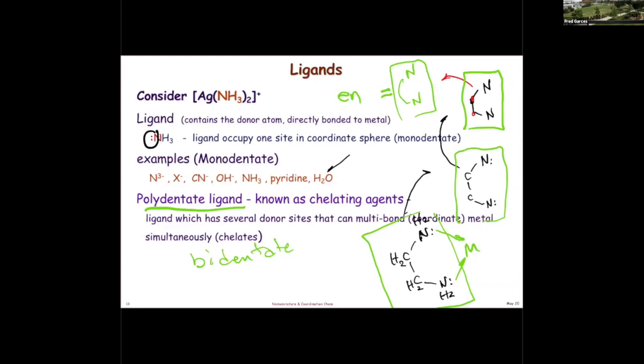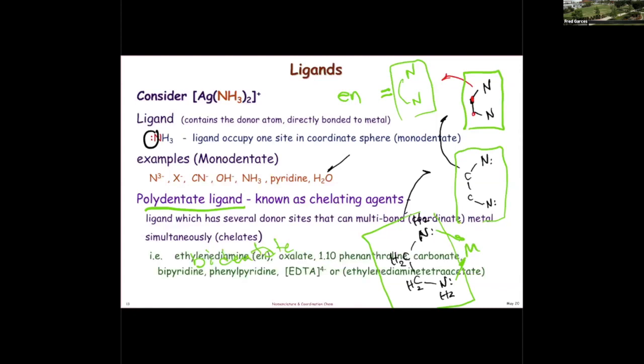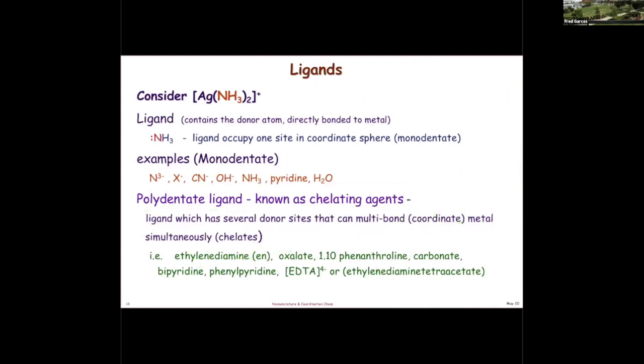And you see that a lot in nature. Okay, EDTA. We work with EDTA, for those of you in lab, when we did the equilibrium experiment. That's a polydentate ligand. I'll show you that structure momentarily. So these are all examples of polydentate ligands.